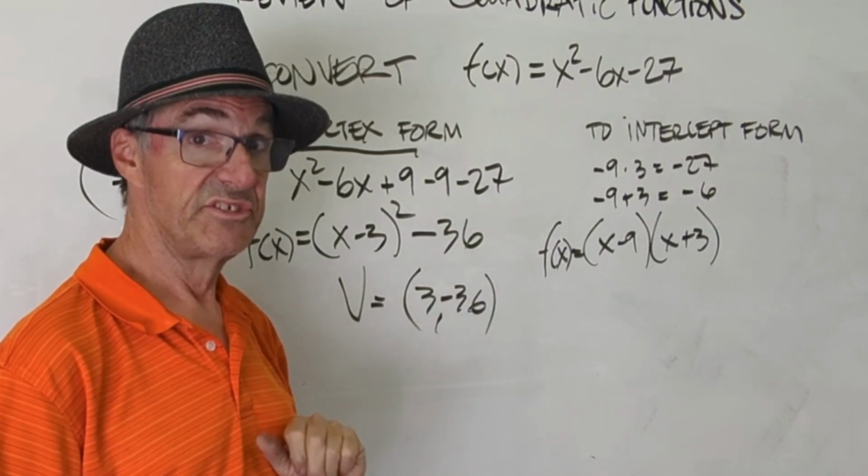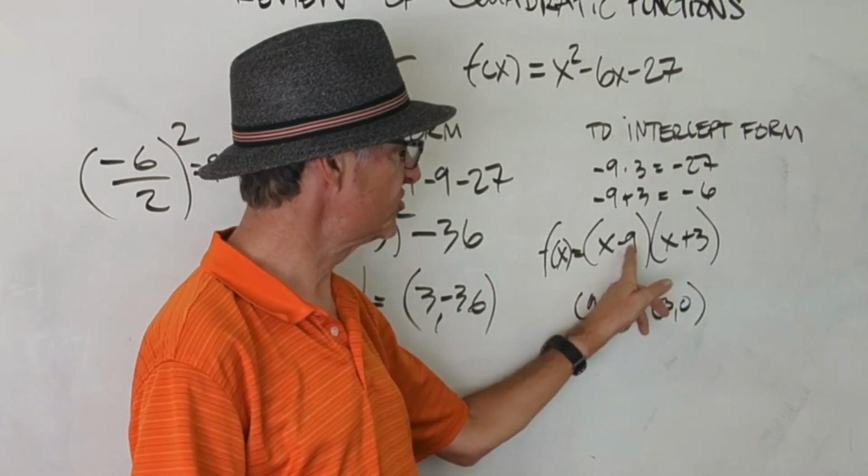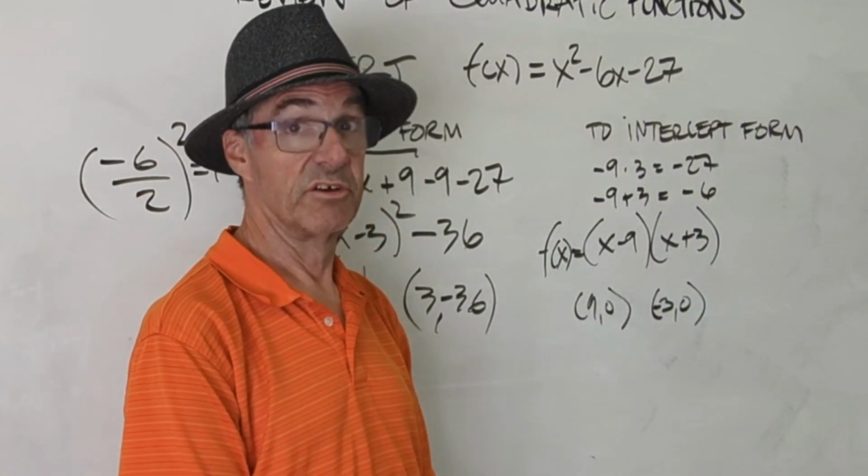Now, pause the video, state the intercepts. Intercepts are (9, 0) and (-3, 0). Remember to switch your signs when you state your intercepts.